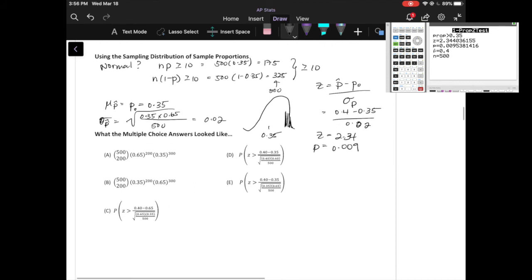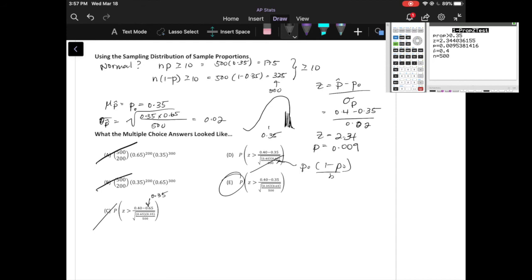Okay. So if this was a multiple choice question, we know that we are not using a binomial, because binomials are at a precise value and it's not at a combination. So we want it at 200 or more. We know that p naught is going to be 0.35, so this is wrong. And we know that the inside of the standard deviation is going to be p naught times 1 minus p naught over n, so this is wrong. So the answer is E.